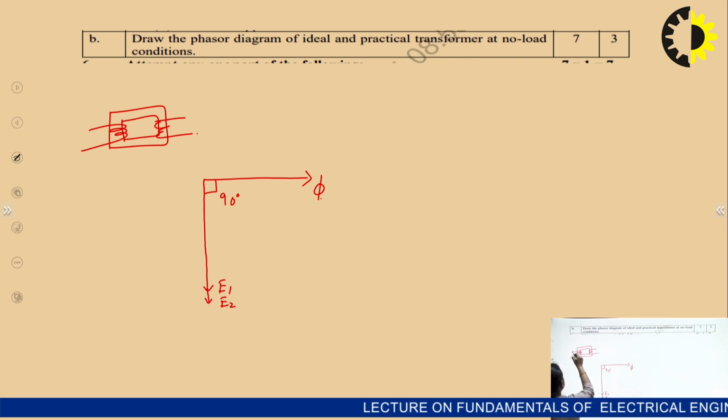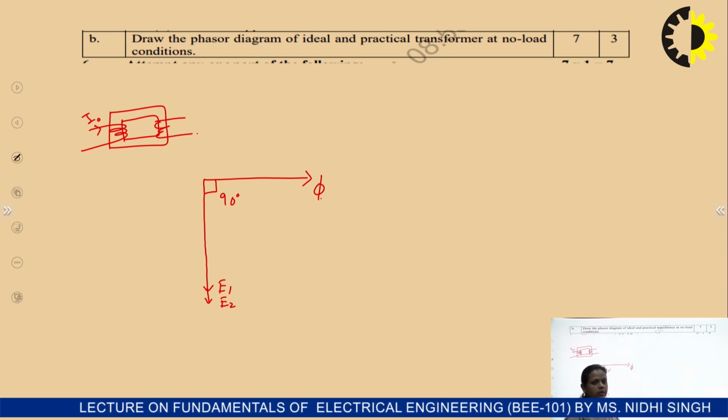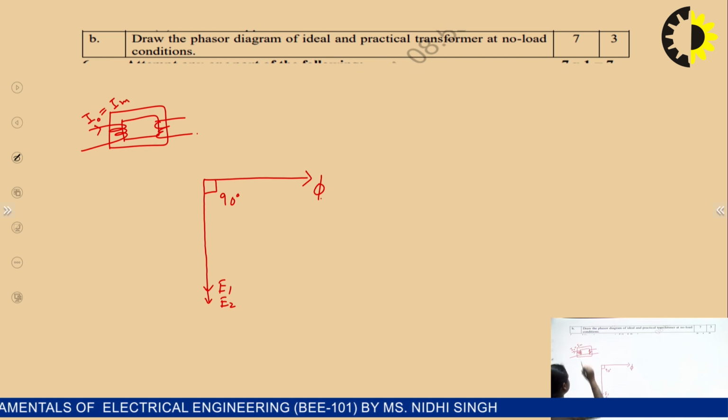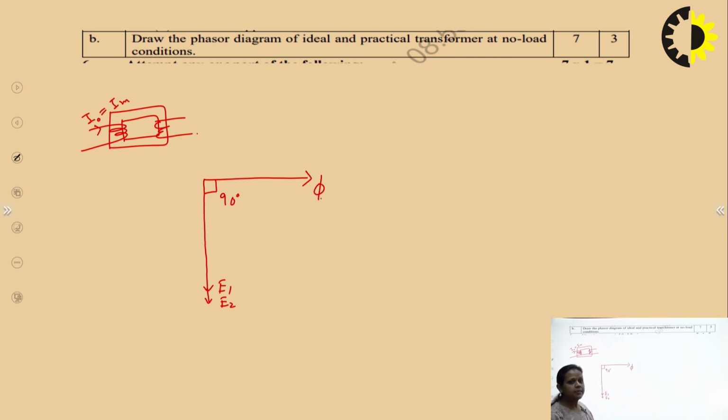In the ideal transformer, the current is the no load current, which is I0. The no load current I0 is going here. As there are no losses in the transformer, the whole current is magnetizing the core. So we also denote this current as Im. Why? Because the whole current is magnetizing the core, there are no losses. In ideal condition, we consider that all the losses, like core losses, copper losses and the leakage flux, are 0. So the whole current is magnetizing the core, and we refer to it as Im.